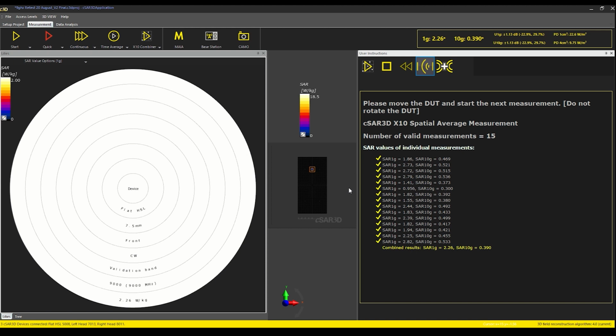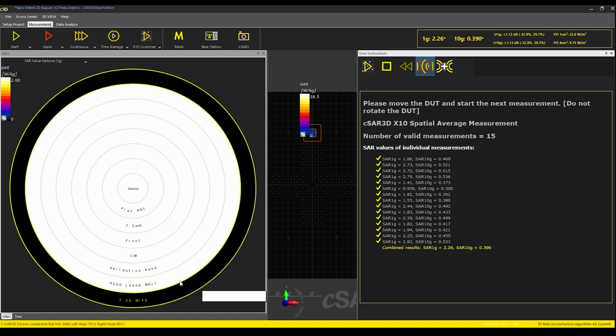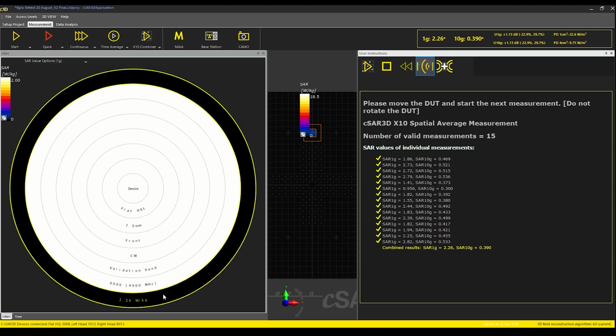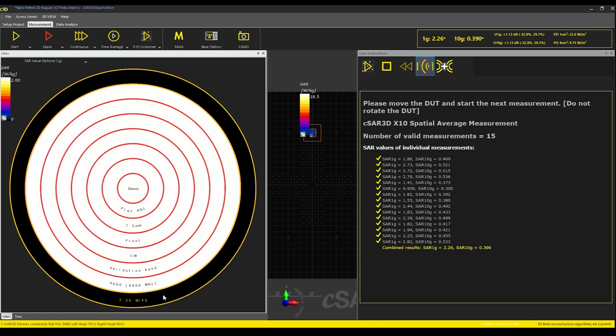The target SAR values for 10 dBm are 2.43 watt per kg 1 gram and 0.4 watt per kg 10 gram. The deviation is minus 7% 1 gram and minus 2.5% 10 gram, and well within the computed uncertainty of 29.7%. For me, this is almost too good to be true.